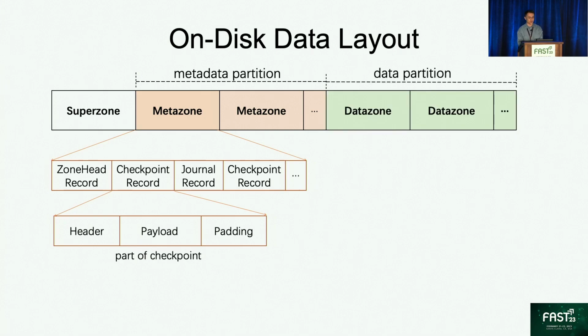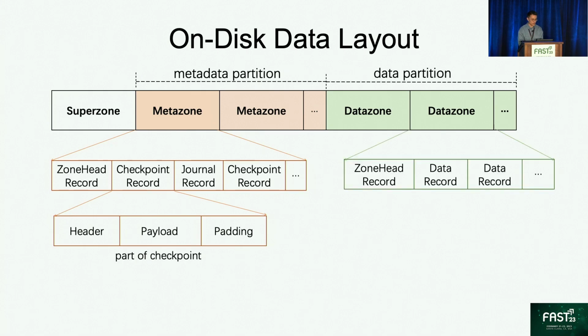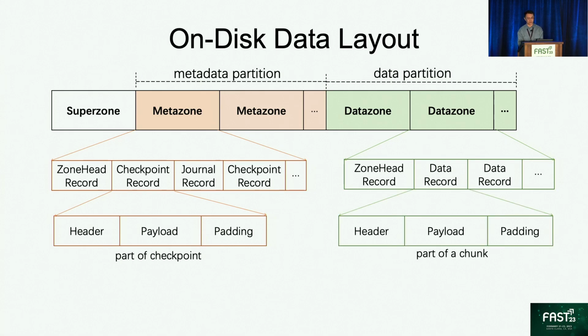Chunk data is stored in the data partition. Inside a data zone, except for the zone header record, there is only one kind of record, the data record. Generally, SMRSTORE will create a data record for each write. So the payload of the data record is actually part of the chunk.